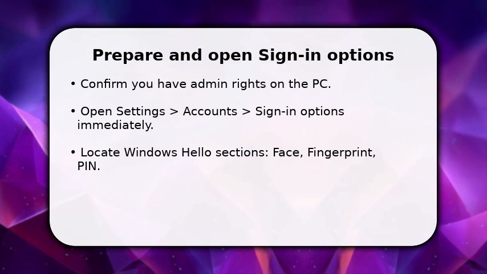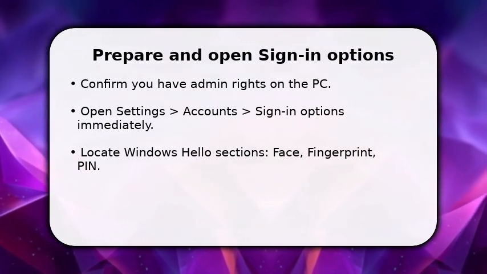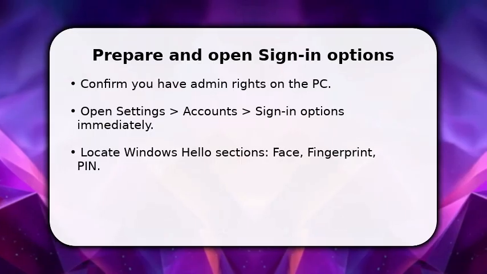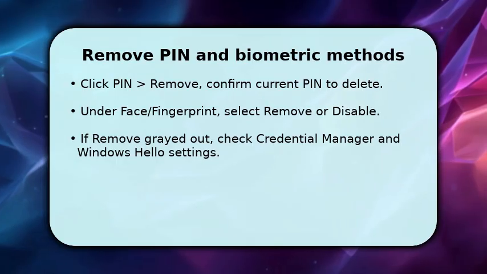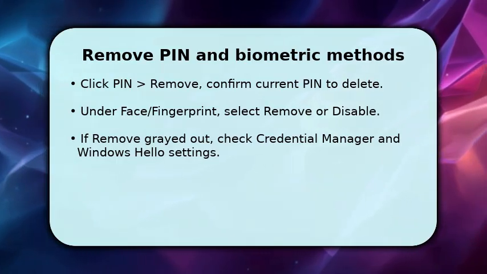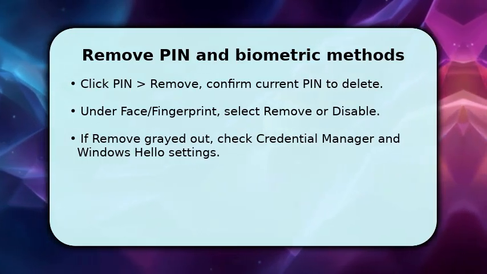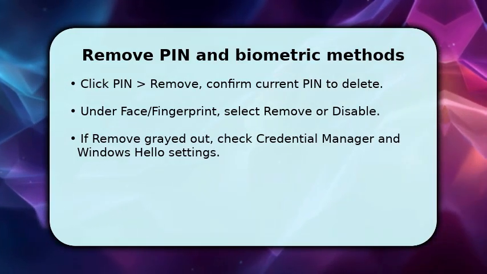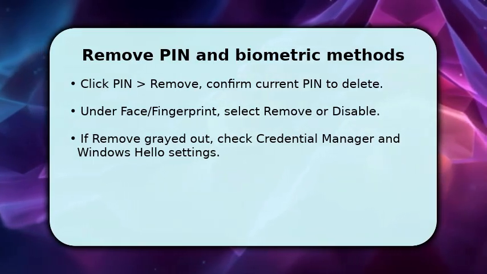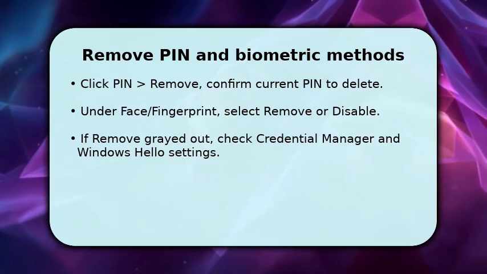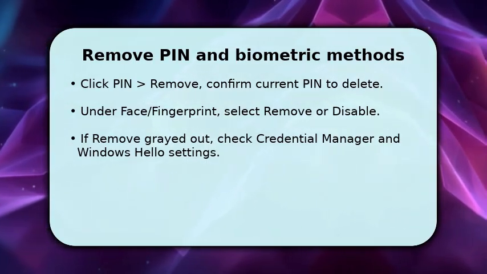Now remove the PIN first, because Windows often requires removing a PIN before biometrics. Click PIN and choose Remove, then confirm by entering the existing PIN. Once the PIN is gone, disable or remove Windows Hello Face and Fingerprint by selecting each and tapping Remove. If a Remove button is grayed out, make sure you signed in as admin and check that no security policy or credential stored in Credential Manager is forcing enrollment.